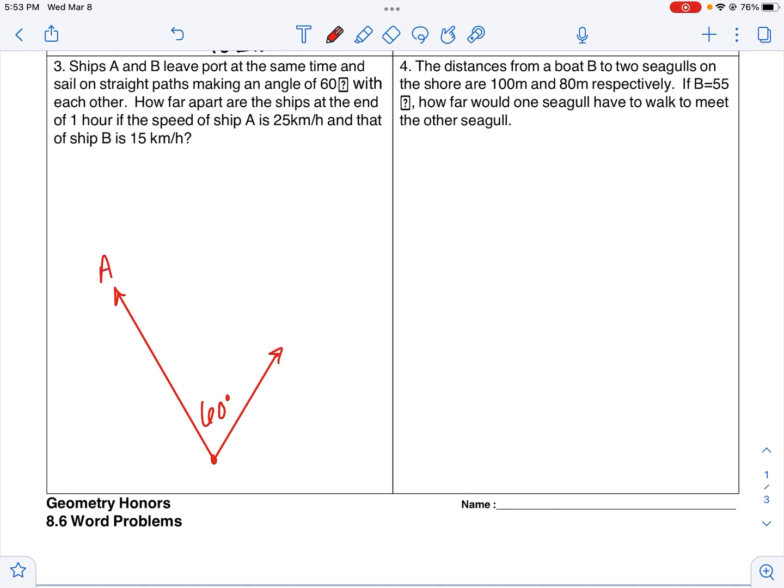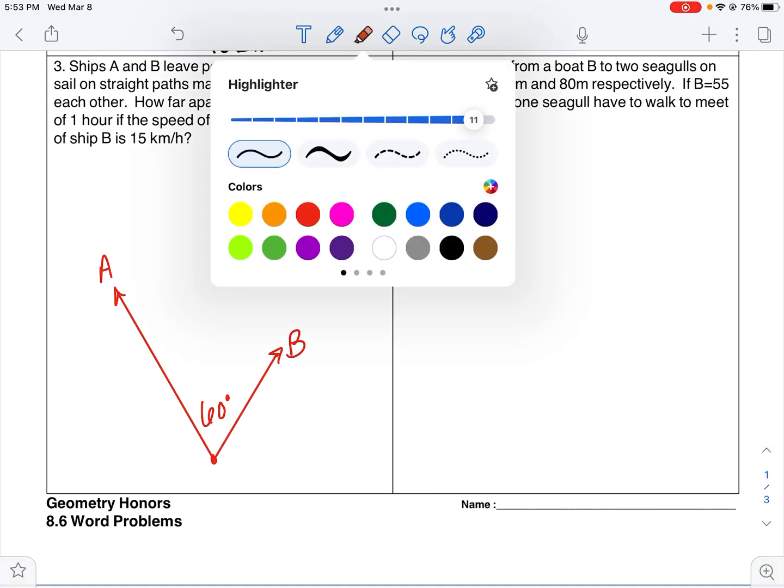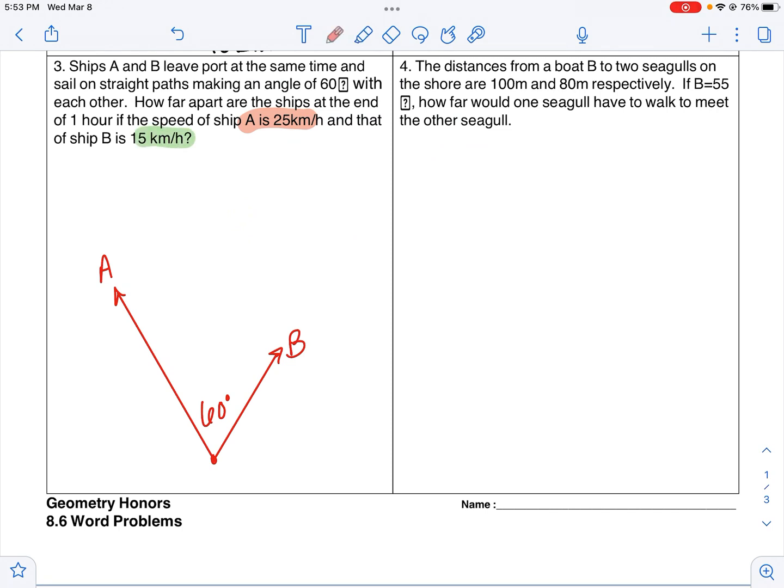Ship A and ship B are traveling at different speeds. Ship A is 25 kilometers an hour, and ship B is at 15 kilometers an hour. And I want to know how far are they going to be apart after 1 hour.